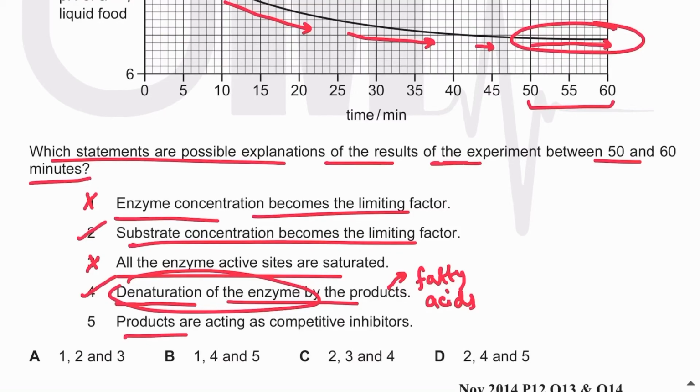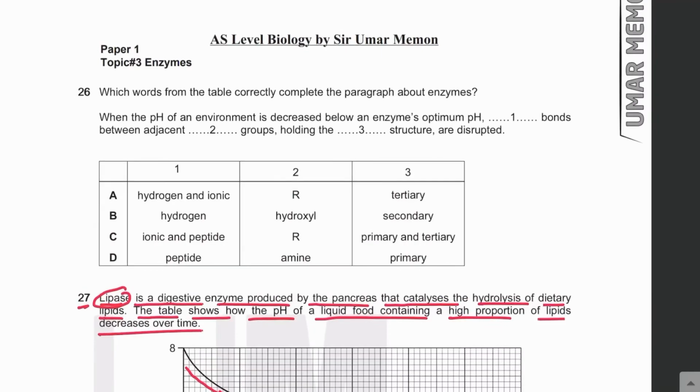Products are acting as competitive inhibitors. This is possible, guys, that products which are formed may act as the competitive inhibitors of the enzyme, and this can slow down the reaction or even may stop the reaction. The answer is 2, 4, and 5. The answer is D. Let's move on to MCQ number 26.